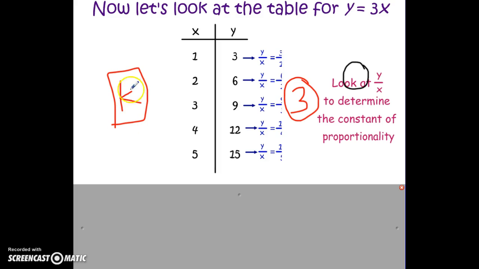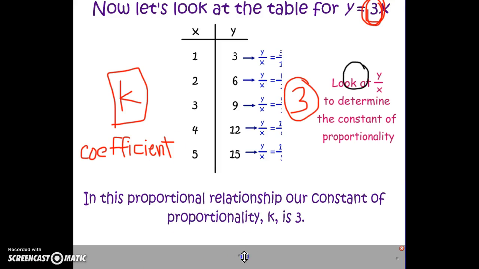And it just so happens that this constant is located right here in my equation. So the constant of proportionality is in the same place as the coefficient of the equation. Coefficient means the number before the x. So that's another question on your handout. So in this proportional relationship, our constant of proportionality, k, is 3.